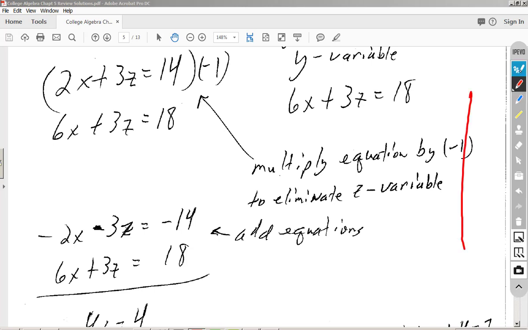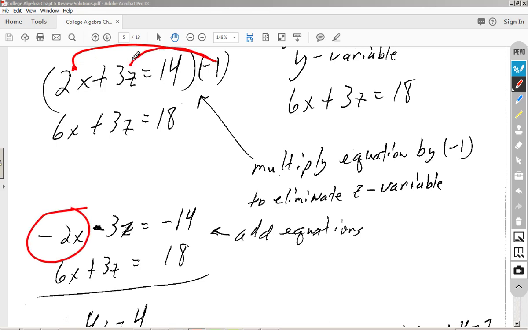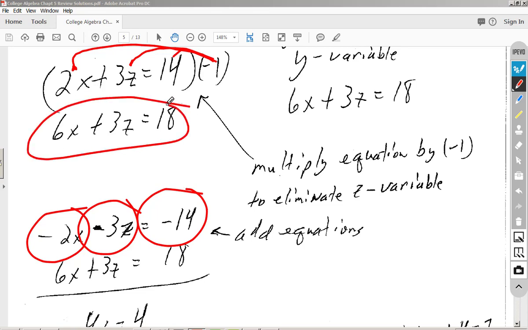So when I multiply by negative 1, I've got my 2x times negative 1 is going to be negative 2x. Got my minus 3z. And it's all going to equal negative 14. I keep my second equation, which is 6x plus 3z equals 18. Add those together.